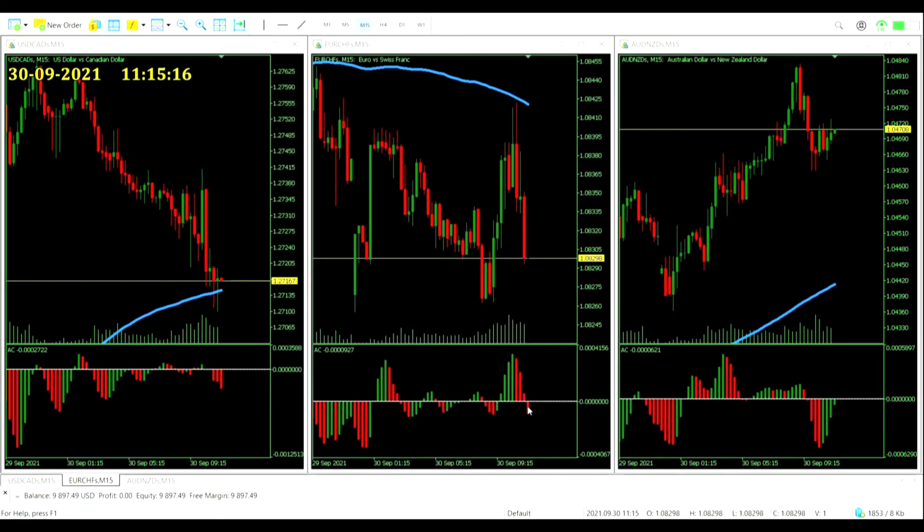Euro Swiss franc chart has moved below zero on the accelerator oscillator. Quite a sell-off last candle. 15 minutes time, likely that we'll be in a sell trade. Can't see a reversal coming that's going to change this value.